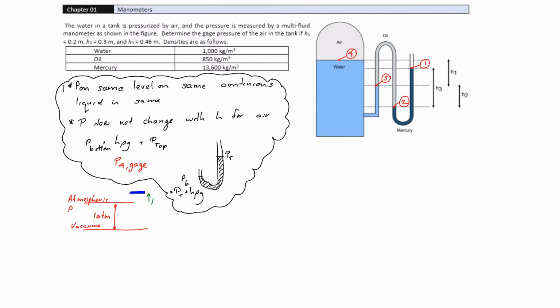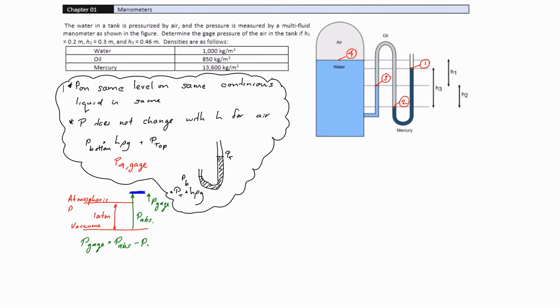If we use the atmosphere as our reference point, we call that pressure gauge pressure. If we are using vacuum as our reference point, we call the measured pressure absolute pressure. So the difference between absolute pressure and gauge pressure is 1 atmospheric pressure.